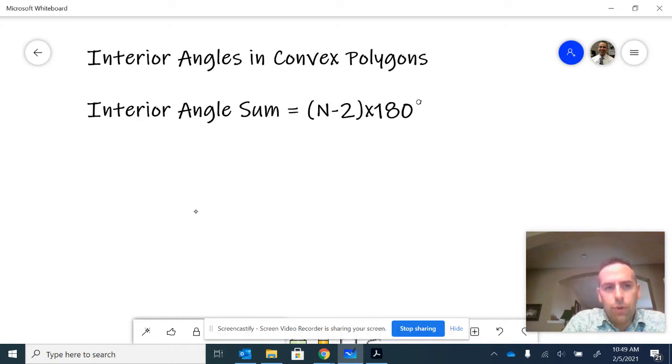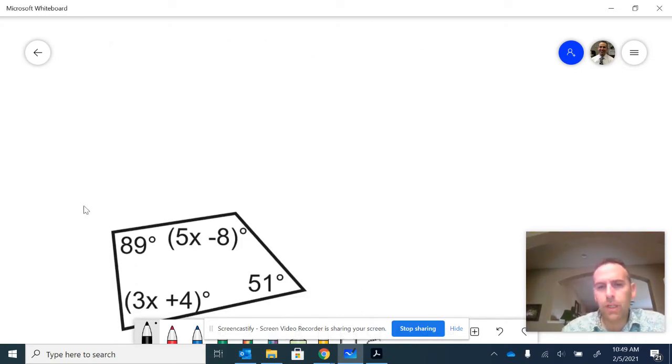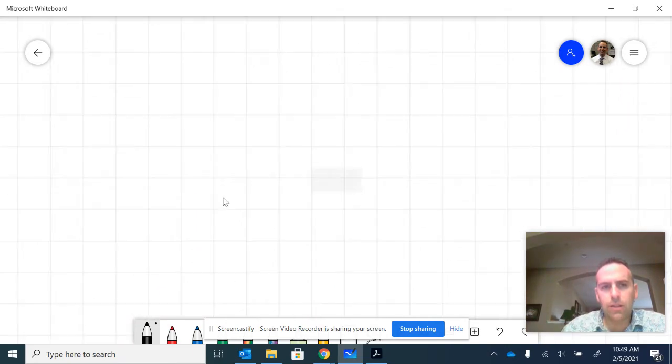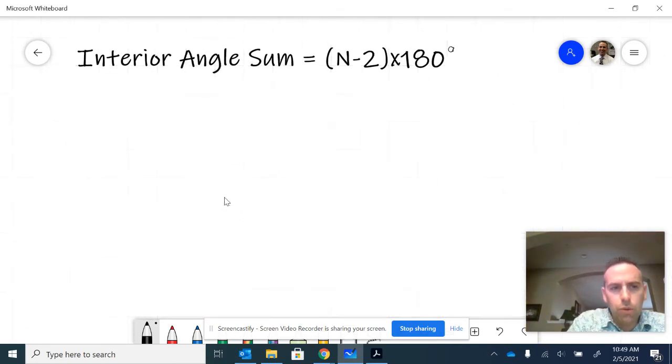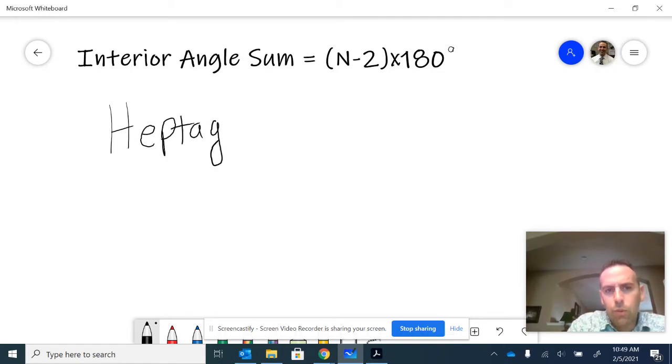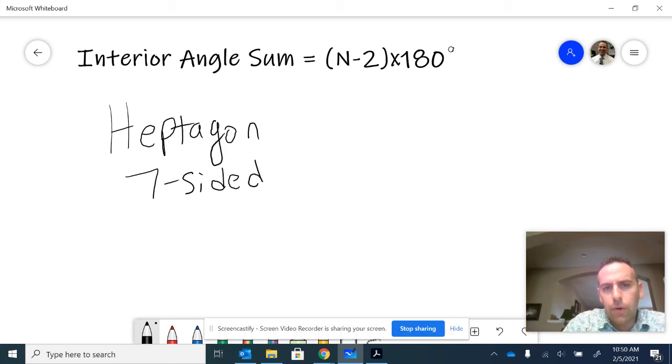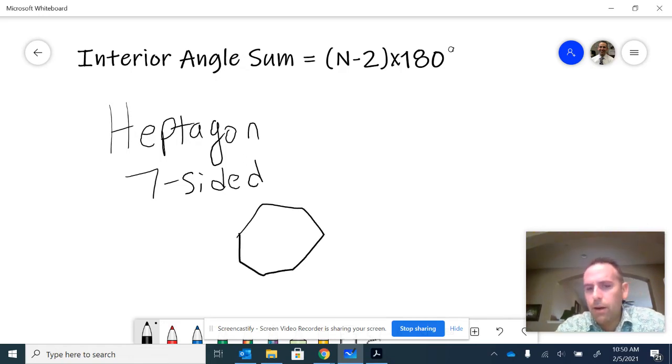So, for example, if we had a... well, let's not go to that example quite yet. Let's think about just any general polygon. Let's say we had a heptagon. A heptagon is the word we use for a 7-sided polygon. All right. If we wanted to find... well, let's draw one. 1, 2, 3, 4, 5, 6, 7. That's kind of messy looking, but it doesn't matter how messy it is.